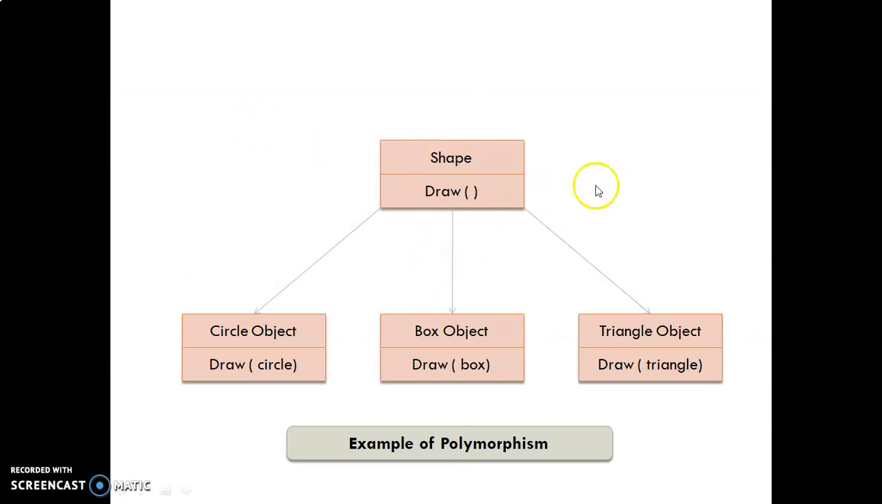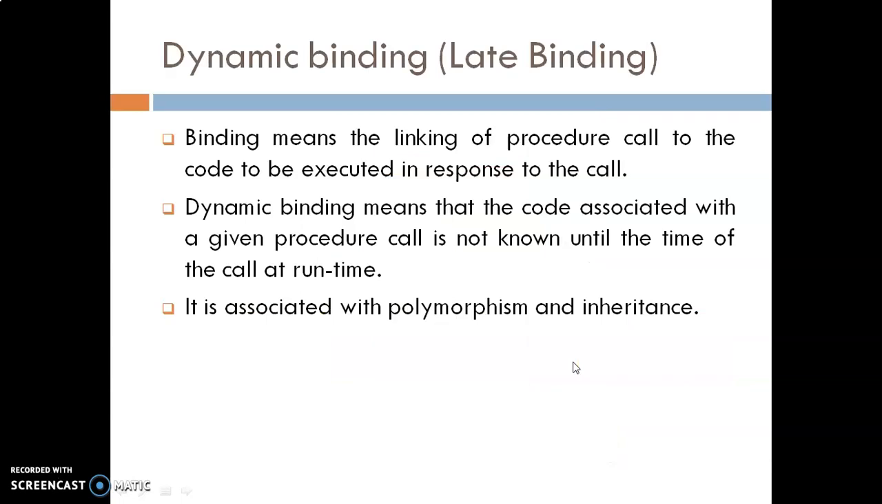You can see here the shape, which is one of the classes that uses the function draw. When we are talking about the three different objects, circle, box and triangle, they are using the same function draw. But here it draws a circle, here a box and here a triangle, and it uses the concept of polymorphism. It means more than one form.